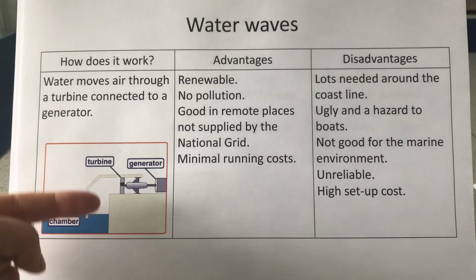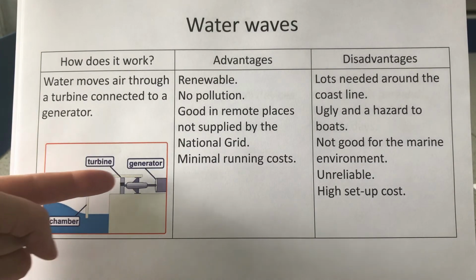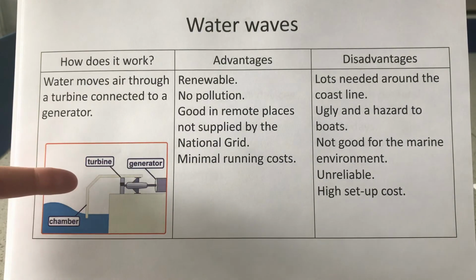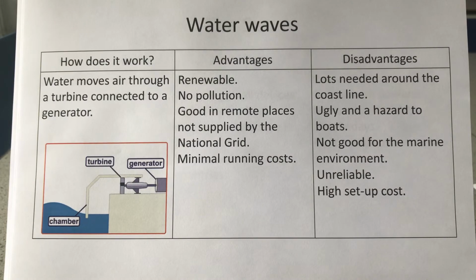But as the wave goes up, it pushes air through the turbine, and as the wave goes down, it pulls air back through the turbine. So the turbine turns in both scenarios, when the water goes up and when the water goes down. Remember, when we do these questions where they use the word evaluate, we must state advantages and disadvantages, and we can use a grid setup. Okay, so we could do a subheading water waves and then a grid of advantages and disadvantages.